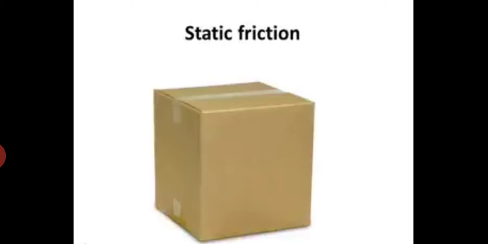Static friction varies based on the force applied on the object but has a maximum value. When the applied force overcomes static friction, the object starts moving. At this point, static friction ceases and kinetic friction or sliding friction takes over.